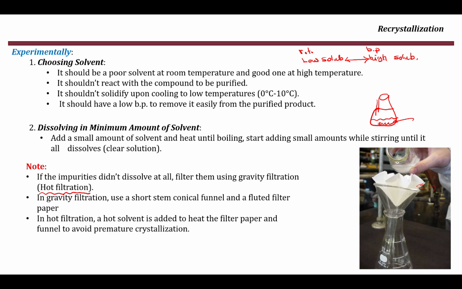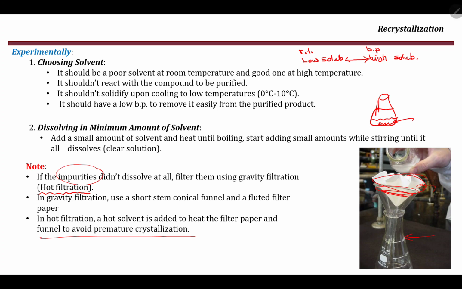And it should be a hot filtration, which means that before adding your compound, you add a small amount of hot solvent in order to make sure that the temperature of the funnel and the filter paper is high enough to avoid something which is called premature crystallization. Again, to re-explain this, I already have some impurities which didn't dissolve. What should I do? I should do hot filtration. What is hot filtration? So I prepare this.